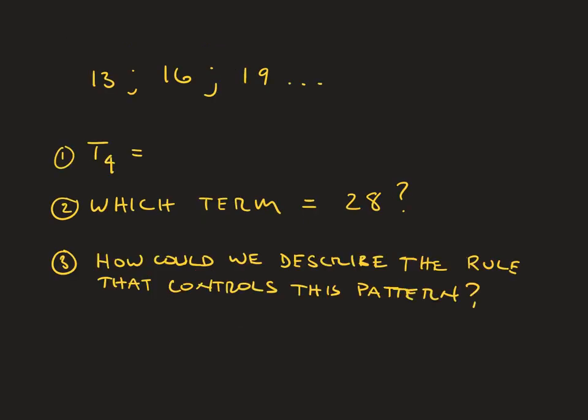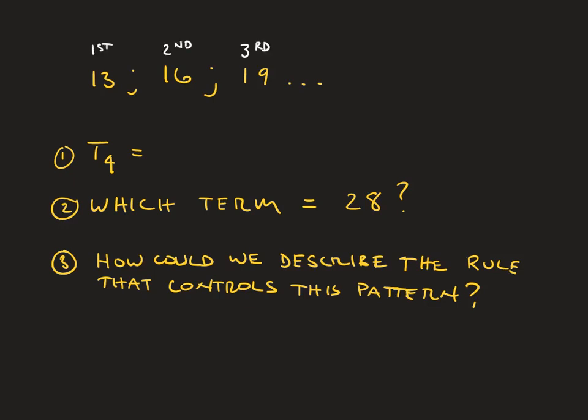So now let's put our new knowledge to good use and to practice. In mathematics in grade 8 and through high school, we're going to use these symbols and terms to ask questions. In question number 1, it's asking, what is term 4? In question 2, we have to figure out which term would have the value of 28. And finally, you need to describe the rule that controls the pattern. What makes this pattern work? Pause the video and take a moment now and try to answer these questions.